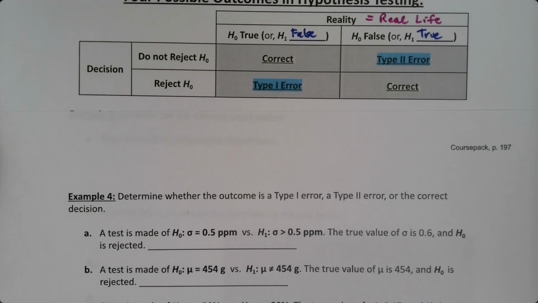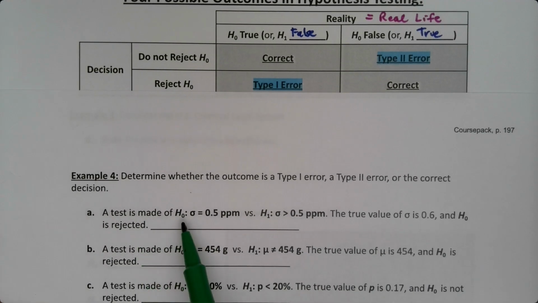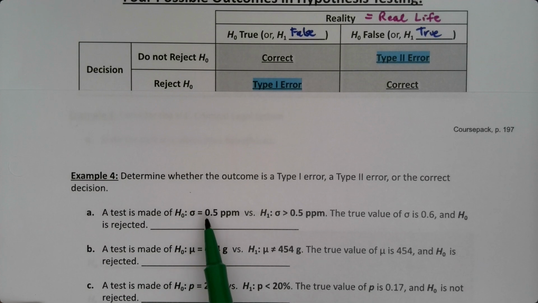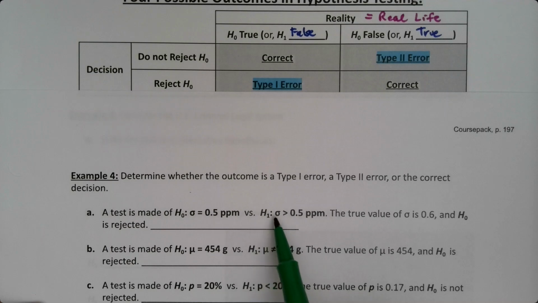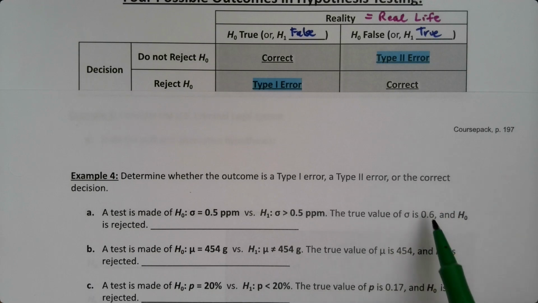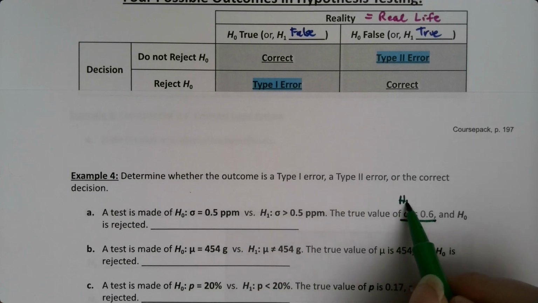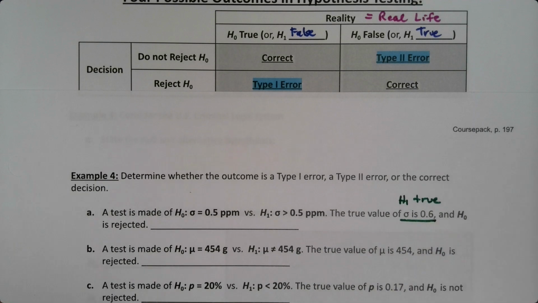Okay, so if we look at the first one, a test is made of the null hypothesis, which is that sigma equals 0.5 ppm, and the alternative is that sigma is greater than 0.5 ppm. Now you find out that the true value of sigma is 0.6. Now think about this. The true value, which means real life, sigma is 0.6. That would mean, all right, 0.6 is not 0.5. 0.6 is greater than 0.5. So this means that H1 is true.